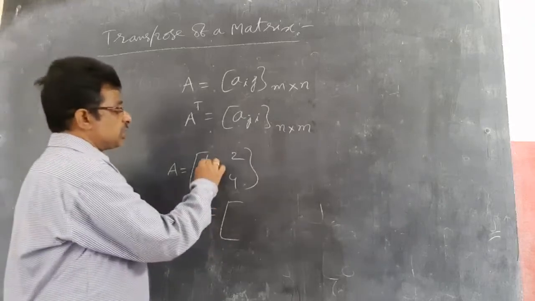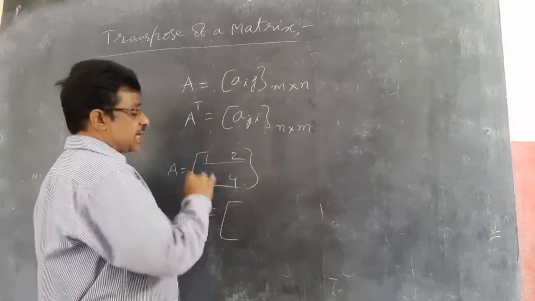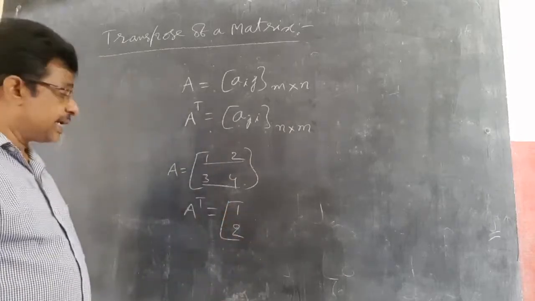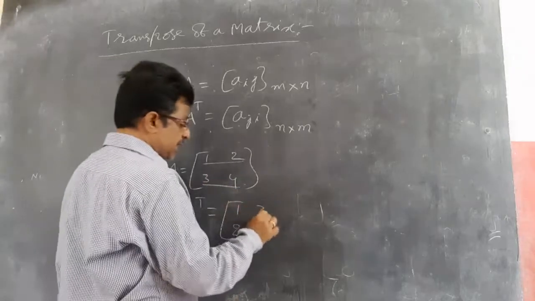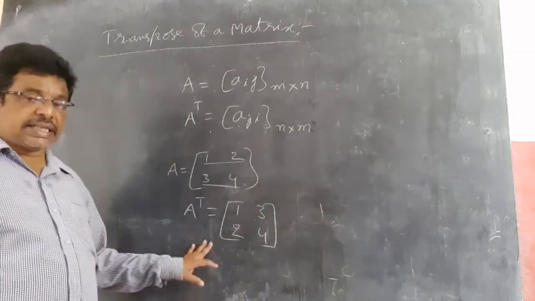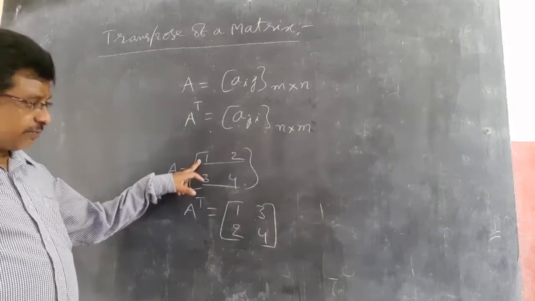So if I change these rows into columns, instead of writing horizontal rows, I will write those numbers in a vertical column arrangement. So this horizontal arrangement 3, 4, I will write in the vertical arrangement. Now this is called A transpose.